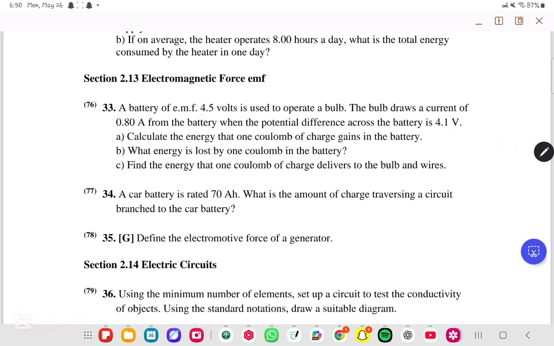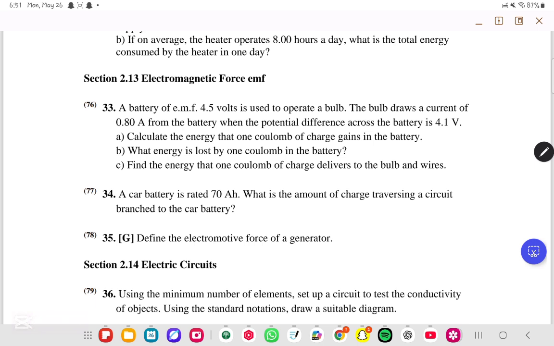Find the energy that 1 coulomb of charge delivers to the bulb and the wire. So again, the bulb and the wires get 4.1 volts multiplied by the charge, which is 1 coulomb. It's going to give us 4.1 joules. Very simply. So now we move on to question number 34.